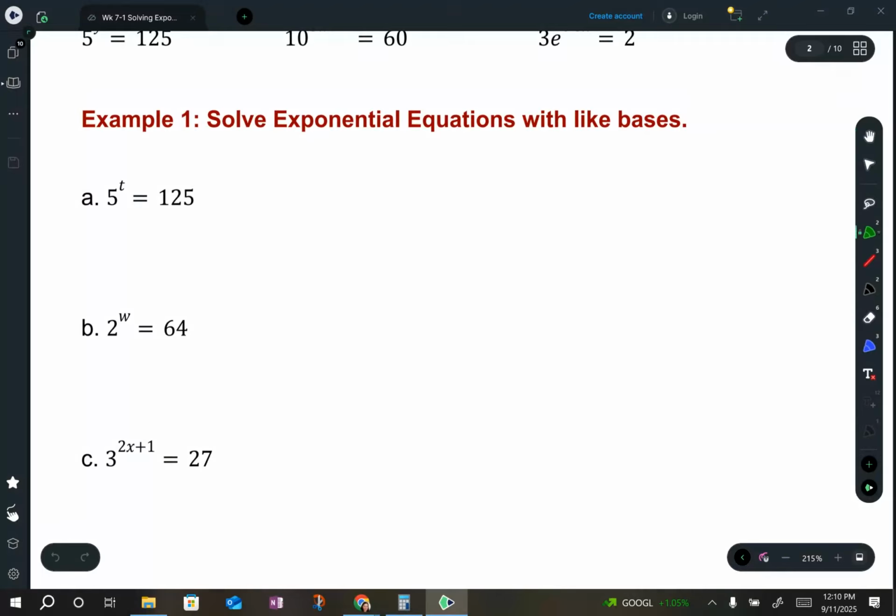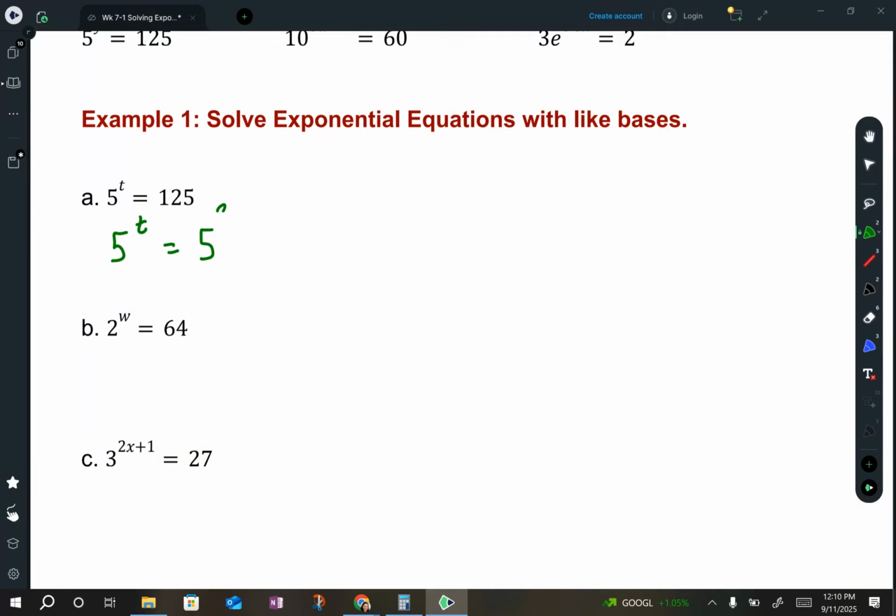So the first equation says 5 to the t equals 125. At this point, you're probably starting to recognize some powers of numbers. So we know that 125 is equal to 5 cubed. So this equation says 5 to the t equals 5 to the third, and therefore t must be equal to 3.